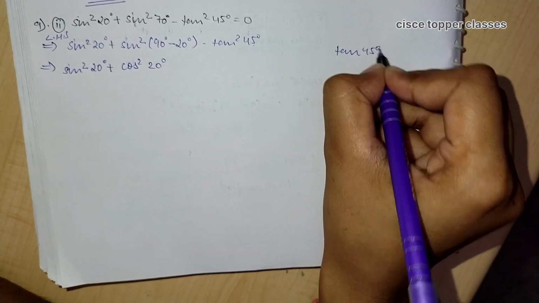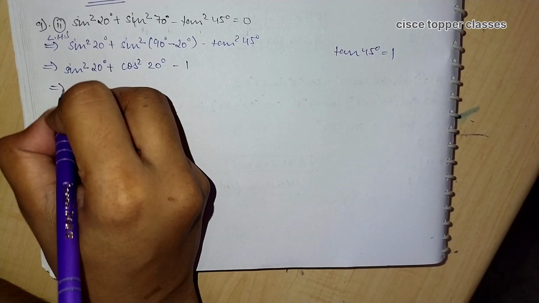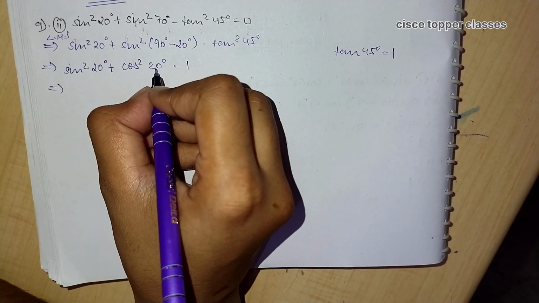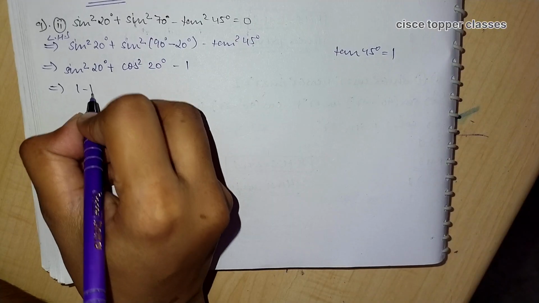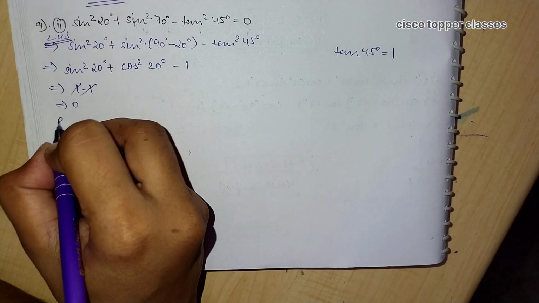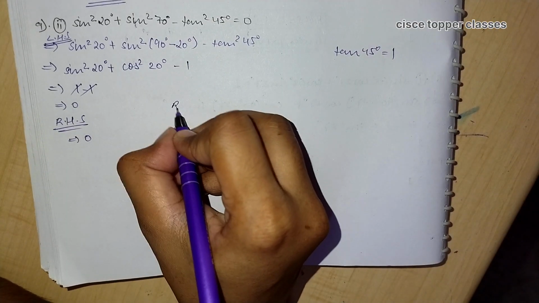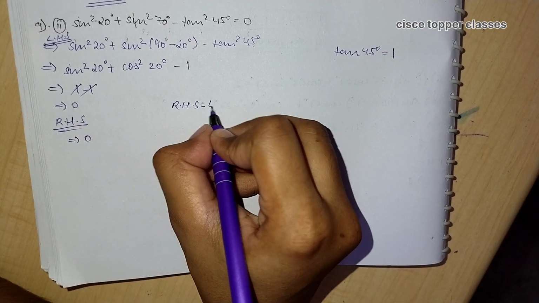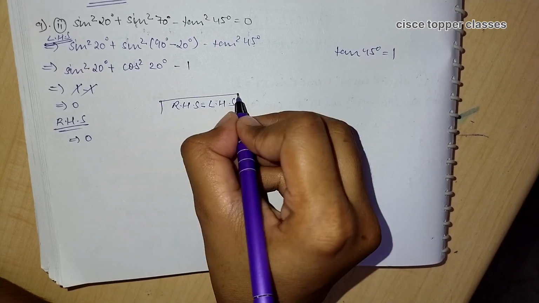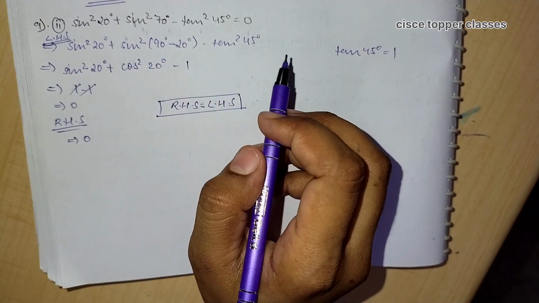We know the value of tan 45 is equal to 1, so we put the value, and 1 square will be 1 only. And we know sin square theta plus cos square theta is equal to 1. So 1 minus 1 will cancel out, meaning 0. This is the LHS part here. Now the RHS part is given to us as 0. From there we proved that RHS is equal to LHS, hence proved that this is equal to 0, and this is all we have to prove.